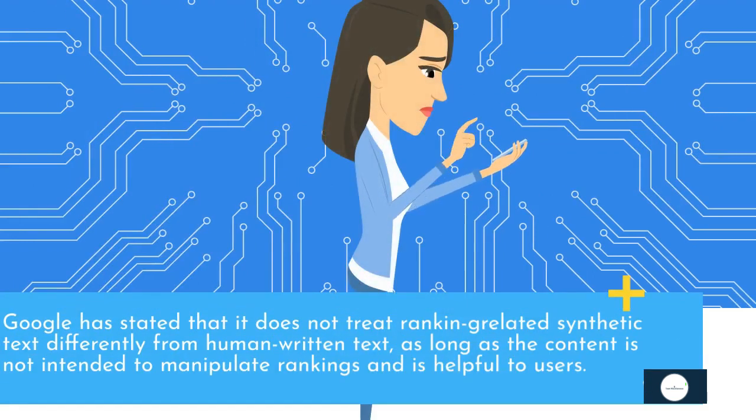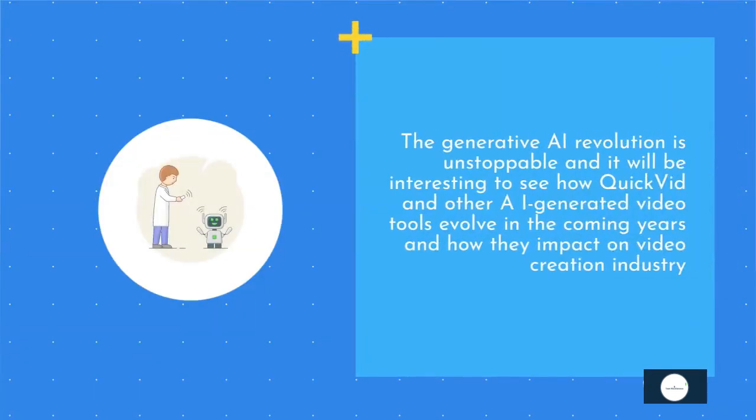Google has stated that it does not treat ranking-related synthetic text differently from human-written text, as long as the content is not intended to manipulate rankings and is helpful to users. The generative AI revolution is unstoppable, and it will be interesting to see how QuickVid and other AI-generated video tools evolve in the coming years and how they impact the video creation industry.